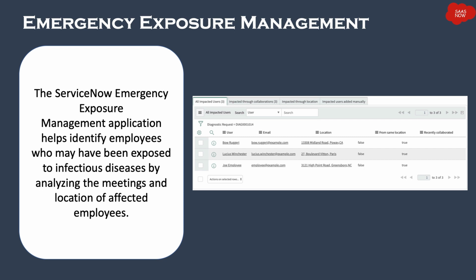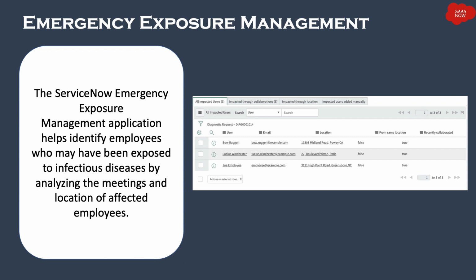The last application we have is Emergency Exposure Management. This application helps identify employees who may have been exposed to infectious disease by analyzing the meetings and location of affected employees. This application uses Microsoft Office 365 meeting invite data, the ServiceNow user profile location, and manual entries to generate a list of at-risk employees. That kind of information it provides, so that you can analyze the data and see what employees are at risk.